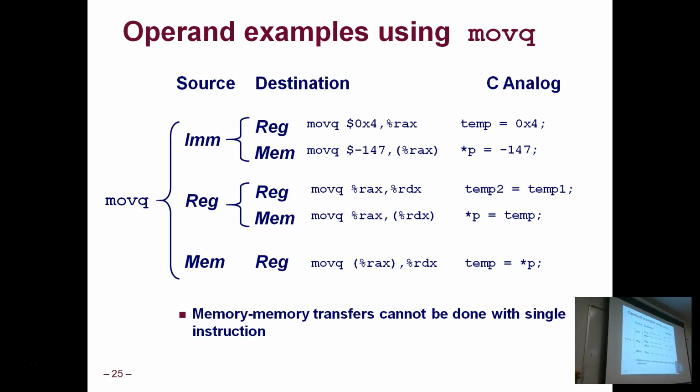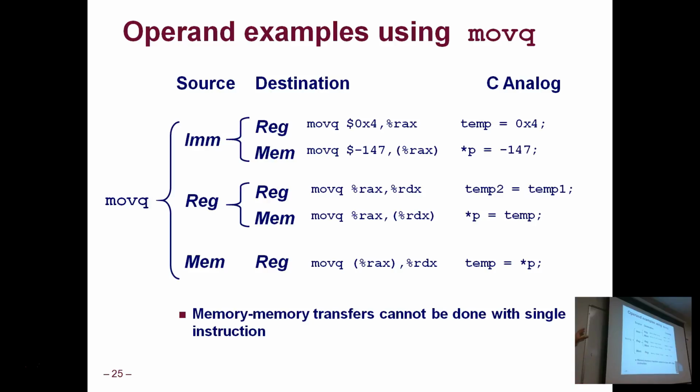Okay, so it was mentioned earlier that C is a very thin layer over your assembly code. And here is a picture of the translations between different memory modes and their C analogs. So here is your move quad. Your source can be either an immediate value, a register, or a memory location. And your destination could be either a register or a memory location.